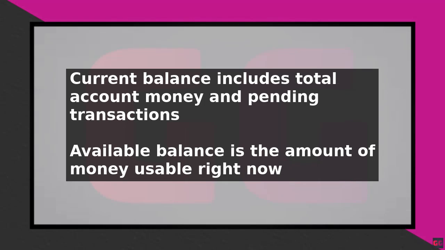To transfer funds from your current balance to available balance, follow these steps. First, understand the difference between current and available balance. Your current balance is the total amount of money in your account, including any pending transactions or holds. Your available balance, on the other hand, is the amount of money you can use right now.